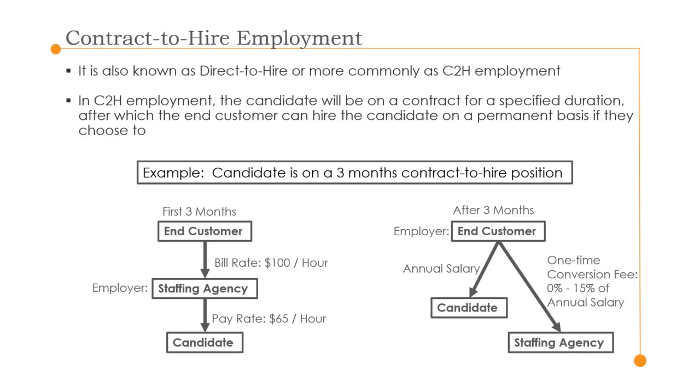After 3 months, if the end customer decides to hire the candidate on a permanent basis, the candidate will be on the payroll of the end customer and receive an annual salary that will be paid out bi-weekly or monthly. The staffing agency receives a conversion fee. It's a one-time conversion fee which can be 0 to 15% of the annual salary.